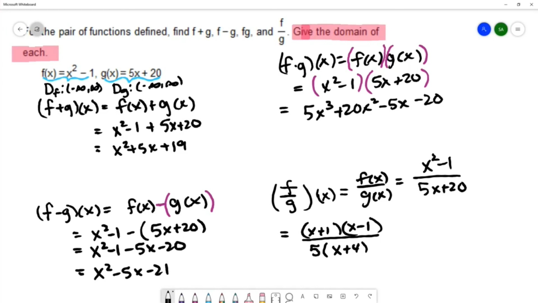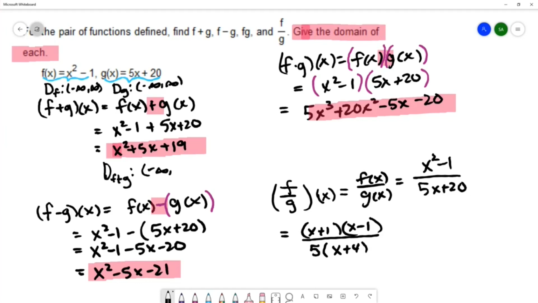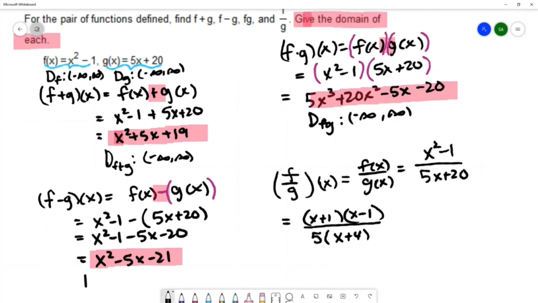So when we add, subtract, or multiply, because we're having polynomials, they create polynomials. So if you have two polynomials and you add, subtract, or multiply them, you're going to get a polynomial. So all of these new functions have a domain. I'm going to say domain of f plus g is also all real numbers because these are polynomial functions. Domain of f times g is negative infinity to infinity. And domain of f minus g is negative infinity to infinity.